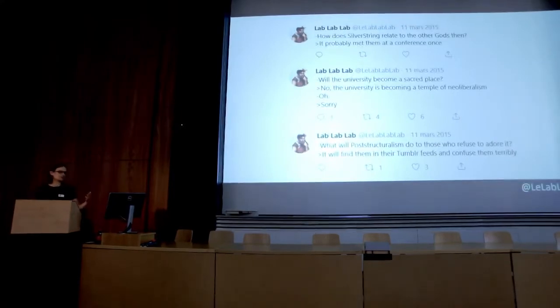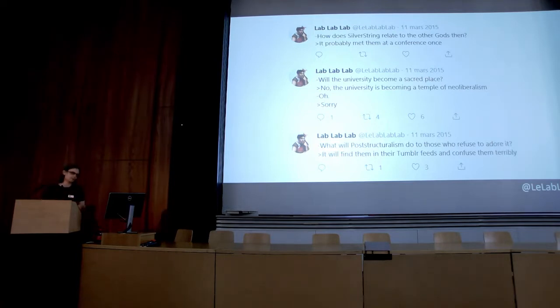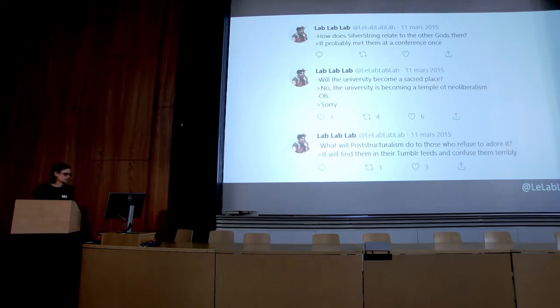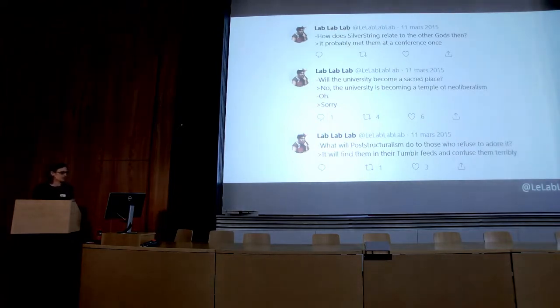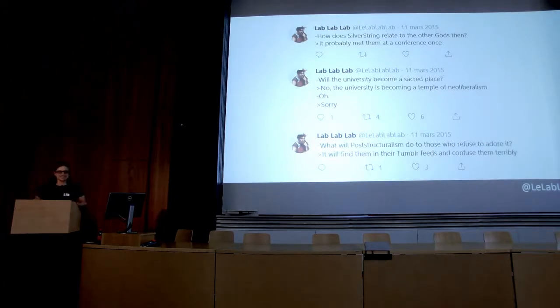And it was so funny that I opened a Twitter account where I posted some of the good punchlines that happened through the interaction. So for example, "How does Silver String relate to the other gods then?" "It probably met them at a conference once." "Will the university become a sacred place?" "No, the university is becoming a temple of neoliberalism." And then the bot says, "Oh, that's too bad." And the player says, "Yeah, sorry." "What will post-structuralism do to those who refuse to adore it?" "It will find them in their Tumblr feeds and confuse them terribly."